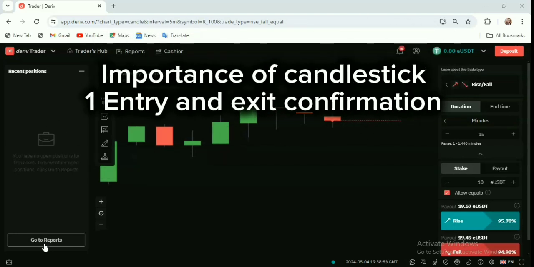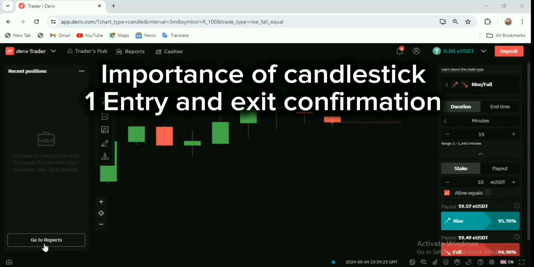The number one importance of candlestick patterns is, one, we have entry and exit confirmations. Candlesticks help to confirm the entry and the exit of a trade. If you understand candlesticks very well, it will help you to know when you are to enter a trade and when you are to exit from a trade.